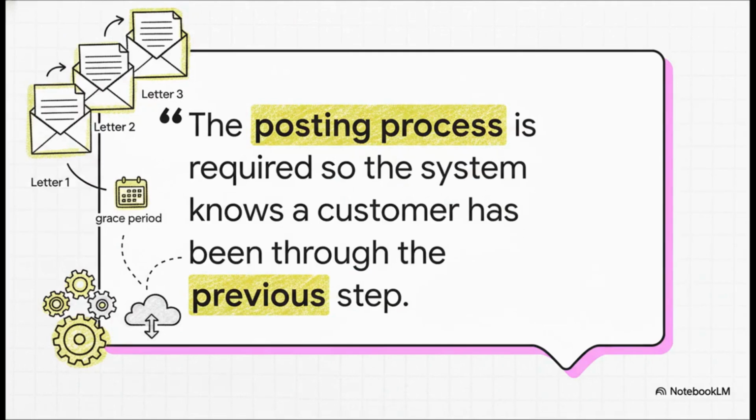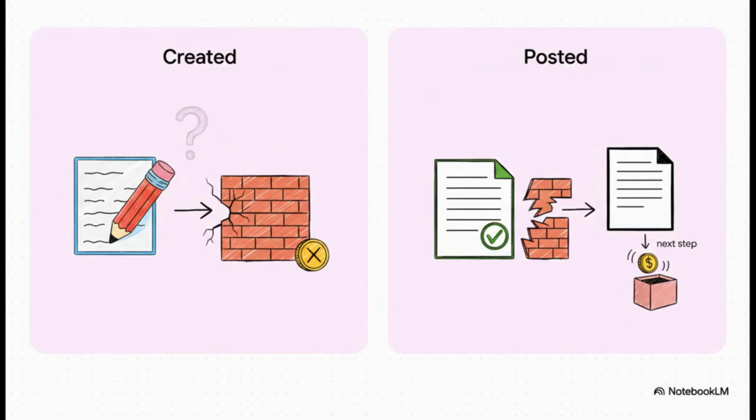And this is so critical. This quote really hits the nail on the head. It says, the posting process is systematically required. This is the way the system can identify that a customer has already been through the previous collection letters process. Basically, posting is the system's memory. Without it, the system has no idea that letter 1 was sent, so it'll never know to send letter 2. So let's break this down even further, because it's the most important concept here.